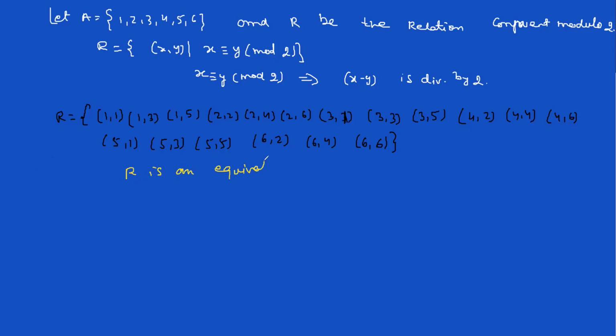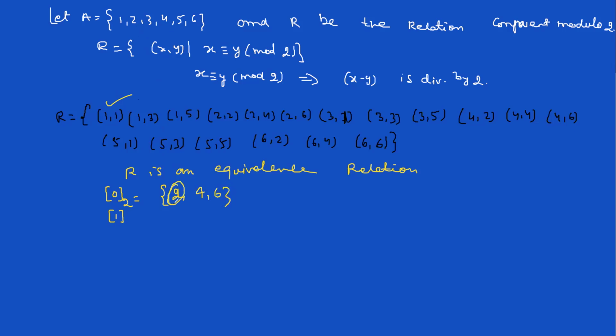But you have to find what? The equivalence classes, right? So what will be the classes? Congruent modulo 2. When any number is divided by 2, its remainder is either 0 or 1, right? So what are the numbers that when divided by 2 give remainder 0? Sorry, 2, 4, 6. Understood?